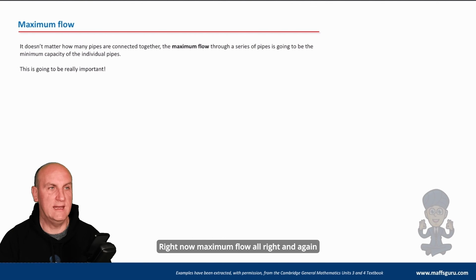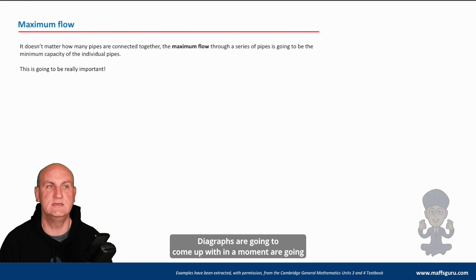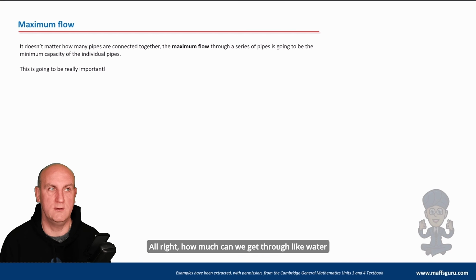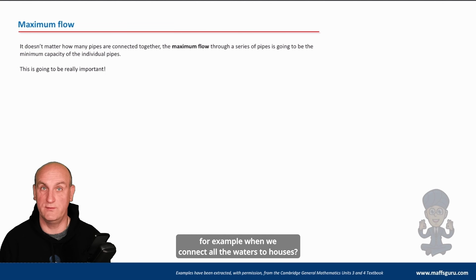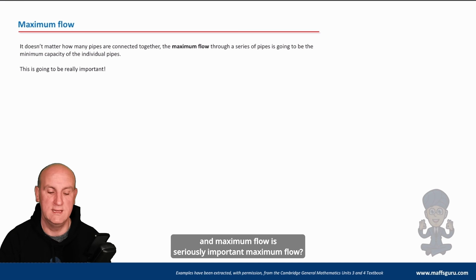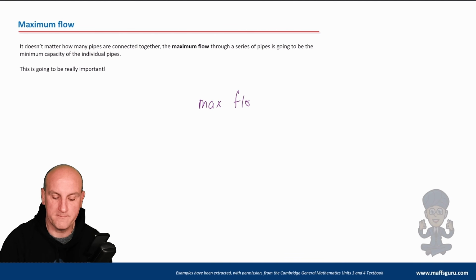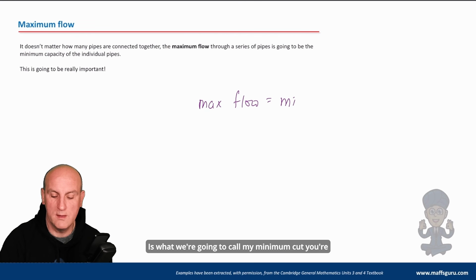Right, now maximum flow. All right, and again, this is what we're looking for now. So the diagrams we're about to come up with, or the digraphs we're going to come up with in a moment, are going to deal with how much can we push through a whole network. All right, how much can we get through, like water, for example. When we connect all the waters to houses, or all the houses to water, how much can we do there? And maximum flow is seriously important. Maximum flow is what we're going to call my minimum cut.